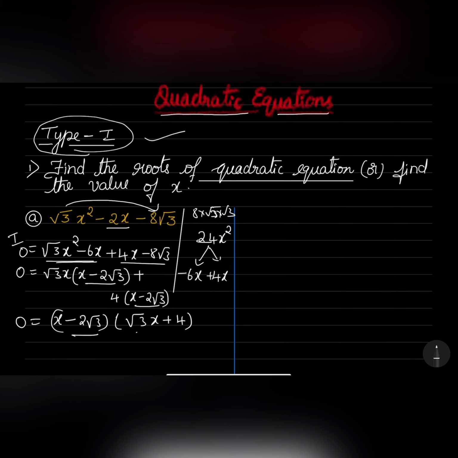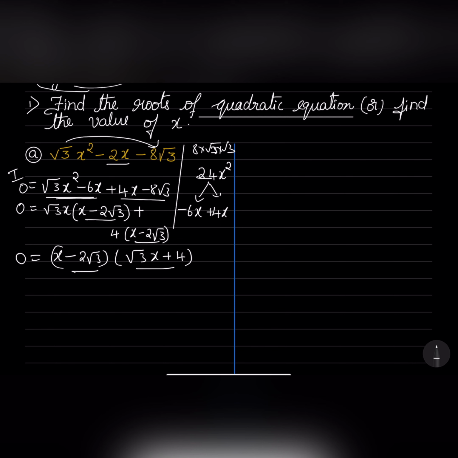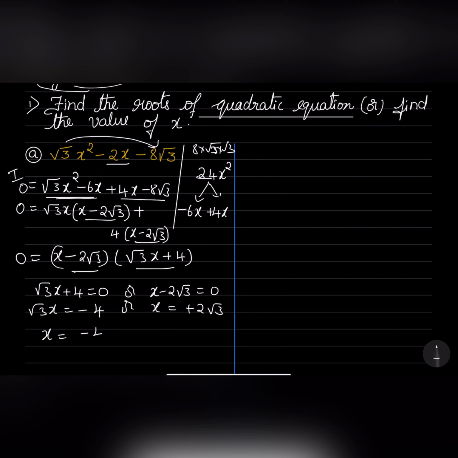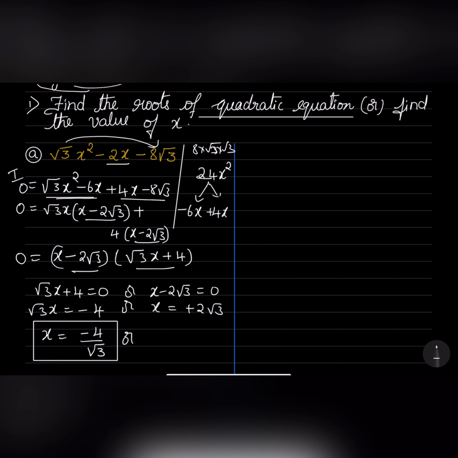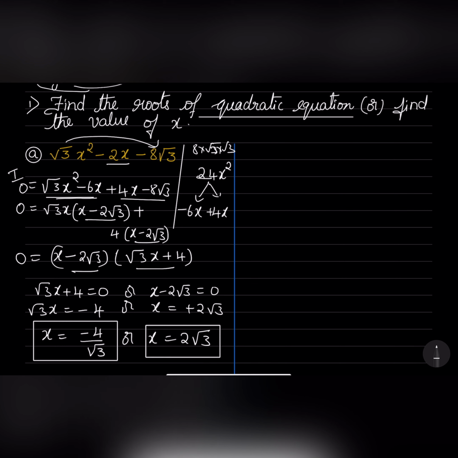Therefore, these are the two factors, and we need to find the value of x. They are the roots of this quadratic equation. That will be root 3x plus 4 equal to 0, or x minus 2 root 3 equal to 0. So root 3x is equal to minus 4, or x is equal to plus 2 root 3. This will be x is equal to minus 4 by root 3, this is the root of the given equation, or x is equal to 2 root 3, this is the other root of the given quadratic equation. So this is the first method, and we will go for the second method.